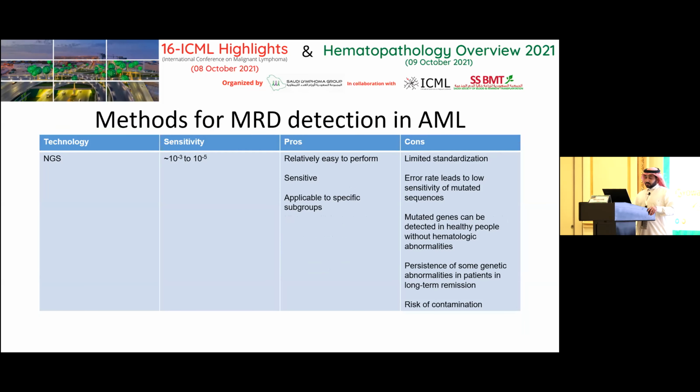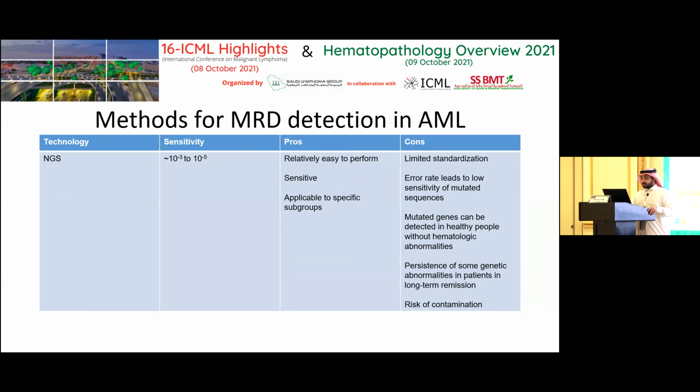Next generation sequencing also has good sensitivity for detection of MRD. It is relatively easy to perform, sensitive, and applicable to specific subgroups, while there are some limitations in standardization. Error rate leads to low sensitivity for mutated subsequences. Mutated genes can be detected in healthy people without hematological abnormality.